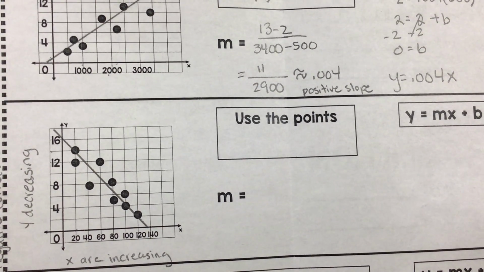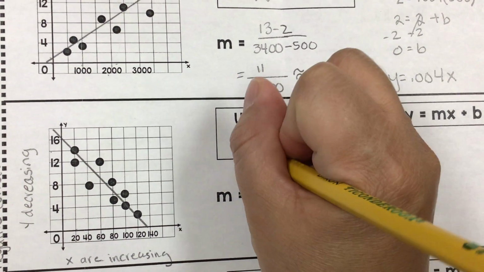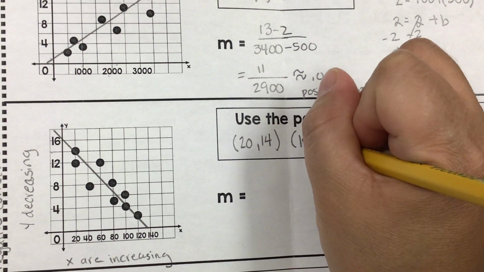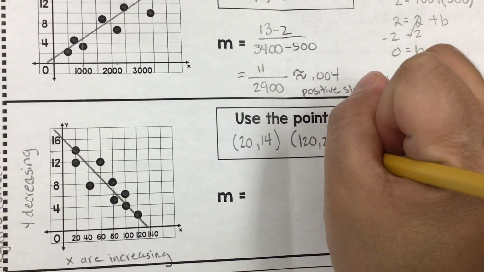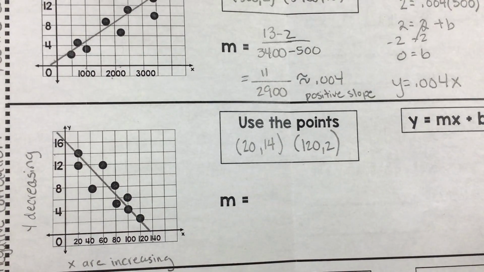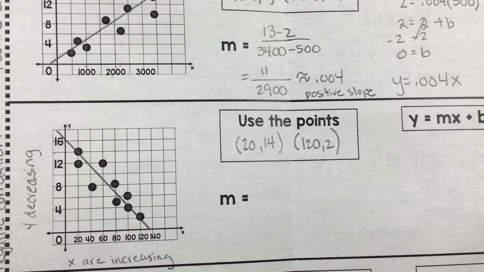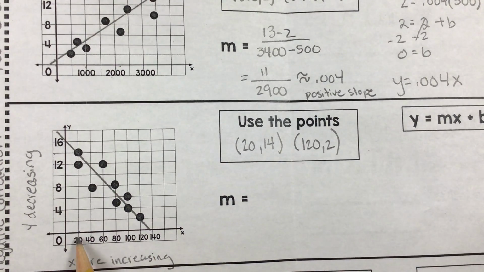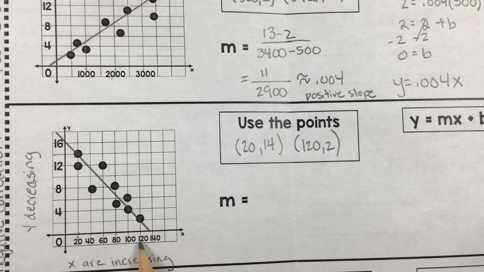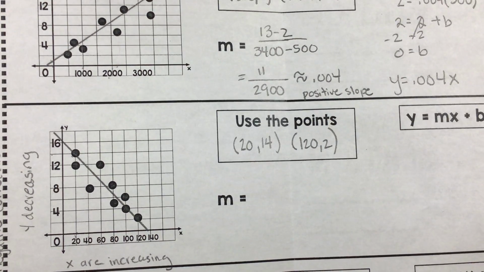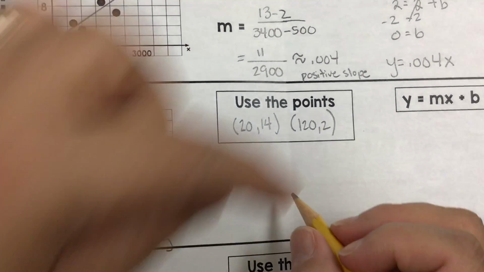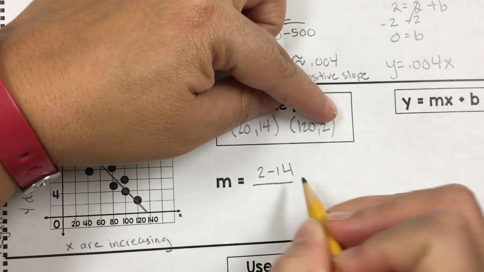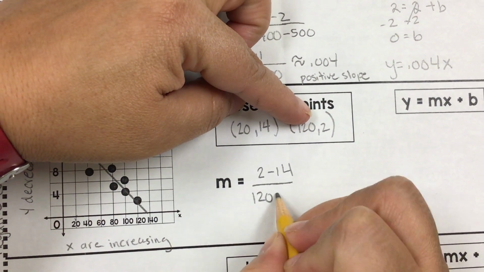Okay, so I'm going to select the points. I'm going to select the points (20, 14) and (120, 2). So again, how do you select the points? You want the points that are on the line, preferably, or closest to it. So (20, 14) and (120, 2). We find the slope. The y's go on top. 2 minus 14 over 120 minus 20.